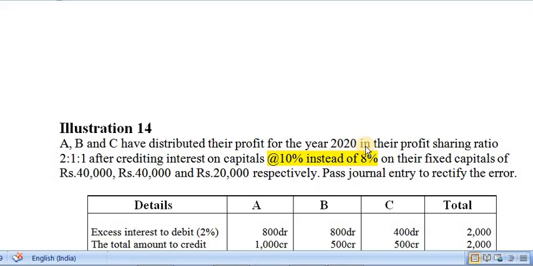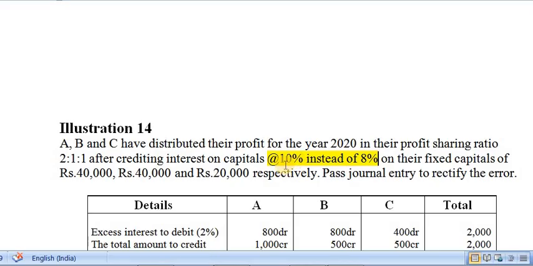Okay, now this profit was distributed, and interest on capital was given at the rate of 10% instead of 8%. What we have to do is debit 2%. Very simple, okay? In the ratio 2:1:1. Instead of 8, we gave 10. So 2% is the part we have to correct.